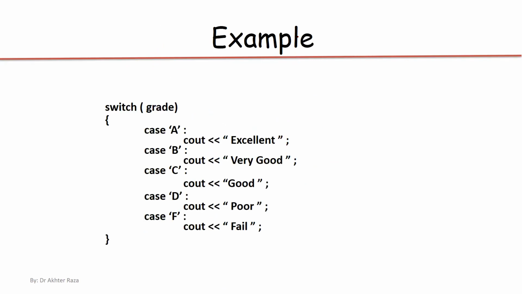You can see it here again. Grade A, excellent will be written on the screen. If grade is equal to B, very good. If grade is equal to C, good. If grade is equal to D, poor. Or grade is equal to F, fail.